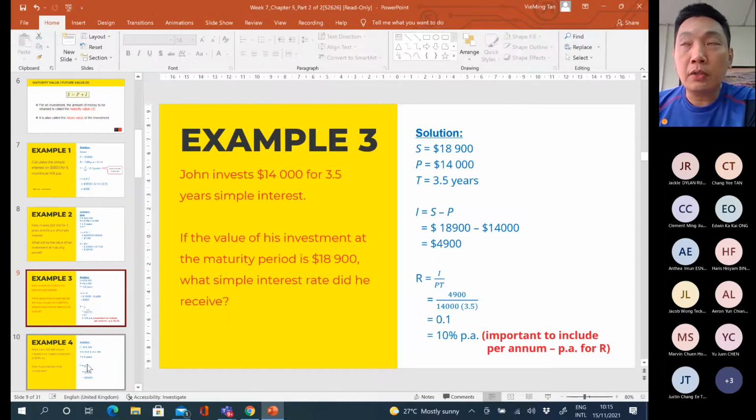The challenge is you need to interpret the question. You need to understand the question and then write down the relevant information. Okay, example 3. John invests 14,000 for 3.5 years. So that means John is the investor now, saving money in one of the institutions, by using simple interest. Simple interest means the interest charge will be based on principal only.